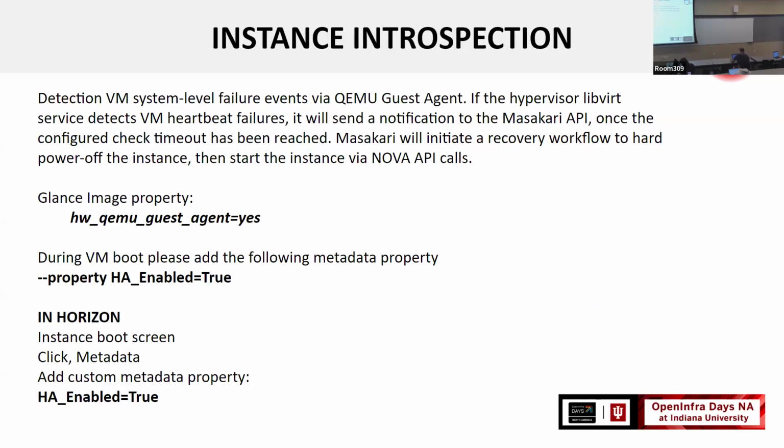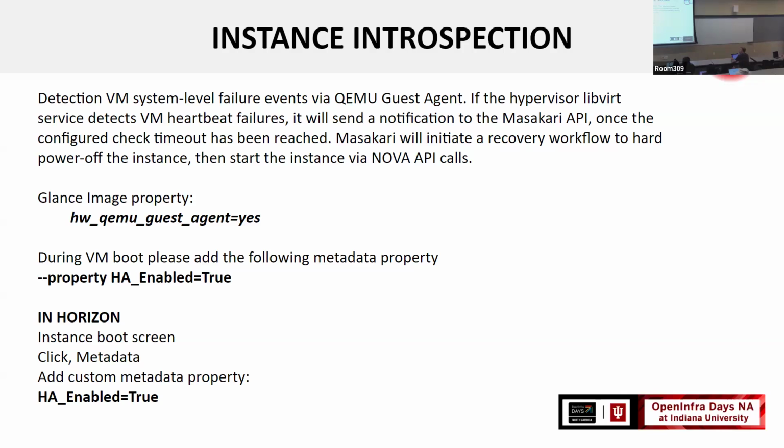Okay, so just a little bit on introspection, since I know that there's 5 minutes, so I will speed through this a little bit. Introspection is detection of system level failure events using the QEMU guest agent. If anyone uses Proxmox, they've probably used the QEMU guest agent for their VMs, so it's a similar concept. What you'll do is install the guest agent. If it's Ubuntu, it's in your standard repos, and you just need to install the QEMU guest agent package on the VM itself. Then on your next boot, it'll do a systemd start that will kick it on.